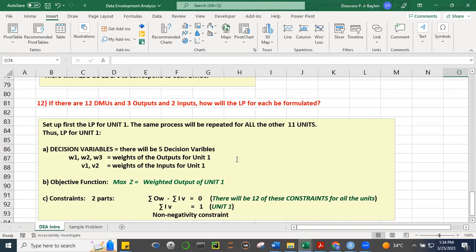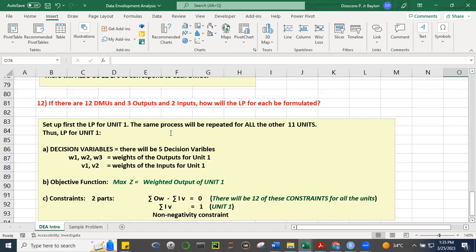Okay, we said that the decision variables will be as many outputs and as many inputs. So since there are 3 outputs and 2 inputs, we have 3 W's and 2 V's, because W refers to the weight of the output and V refers to the weight of the input. So we'll have 5 decision variables. If you have, let's say, 12 outputs and 10 inputs, then you will have 22 decision variables.